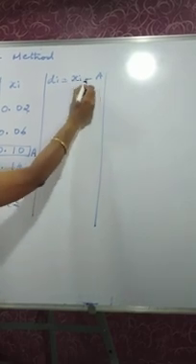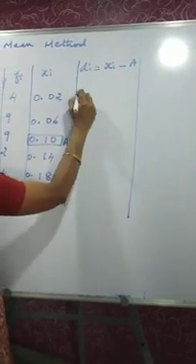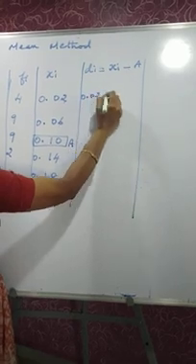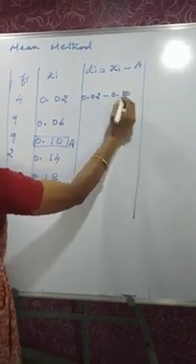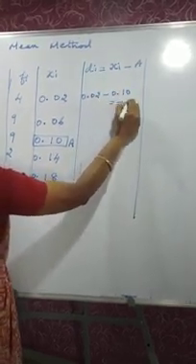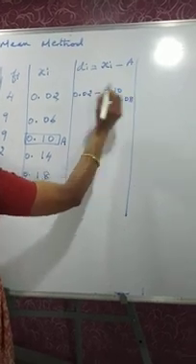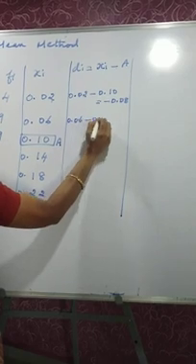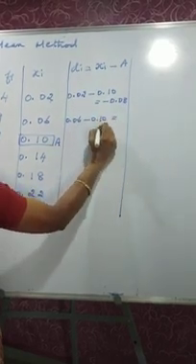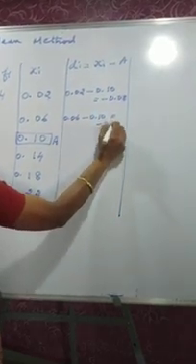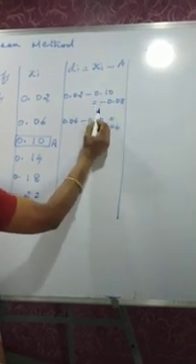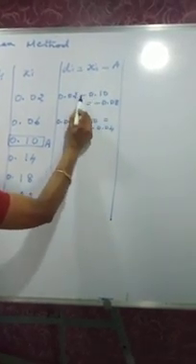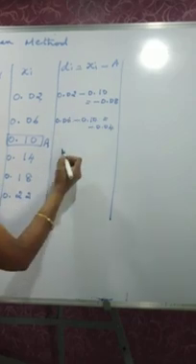di is xi minus a. The very first xi is 0.02 minus 0.10. It gives minus 0.08. The second entry is 0.06 minus 0.10 gives minus 0.04. Hope you understood why we are getting minus. The smaller number minus the greater number has minus sign. Therefore, the result becomes minus.